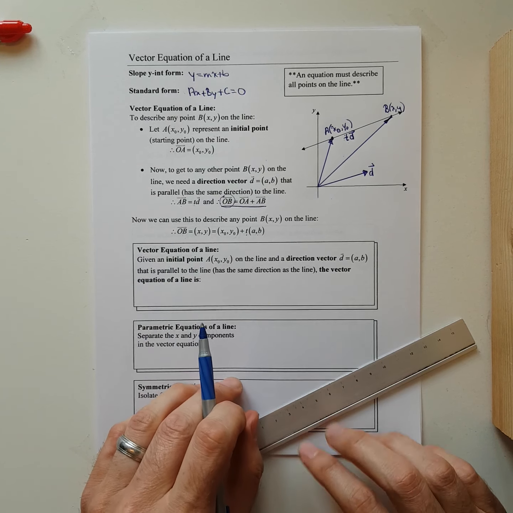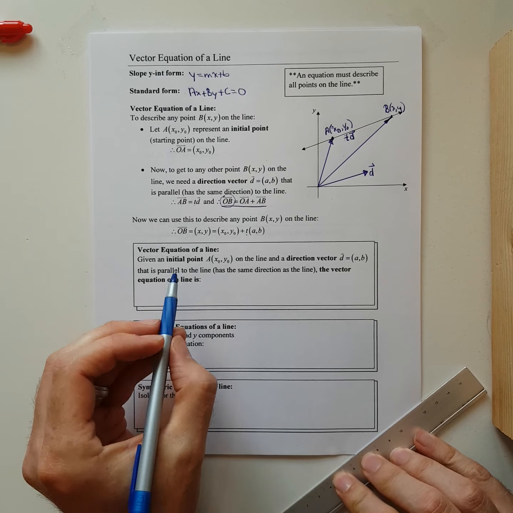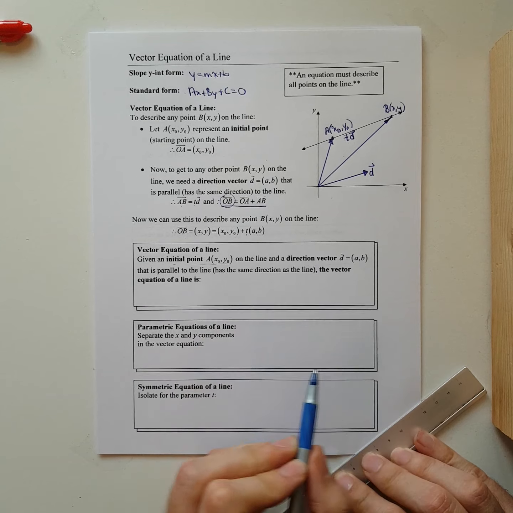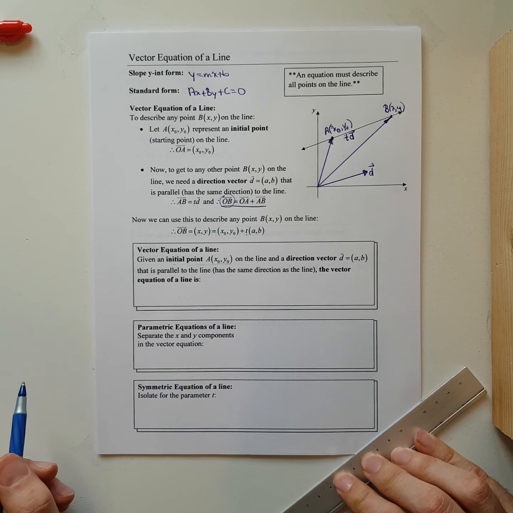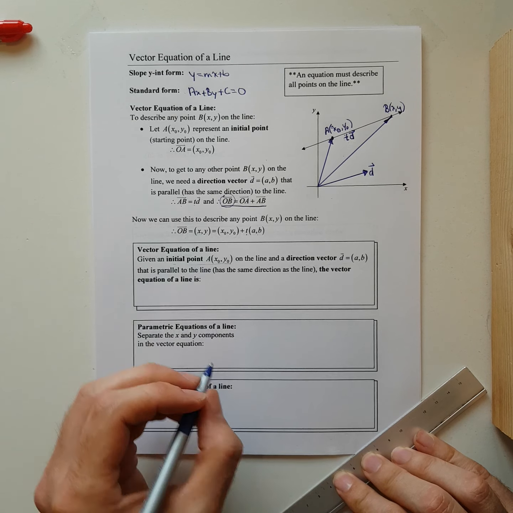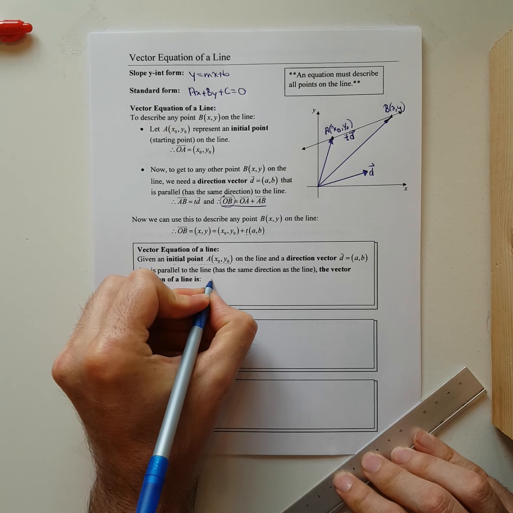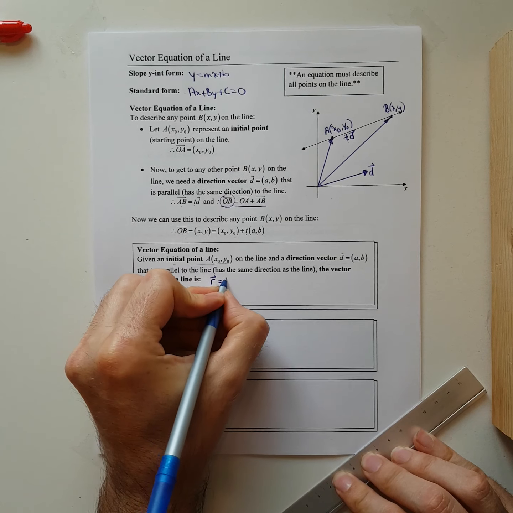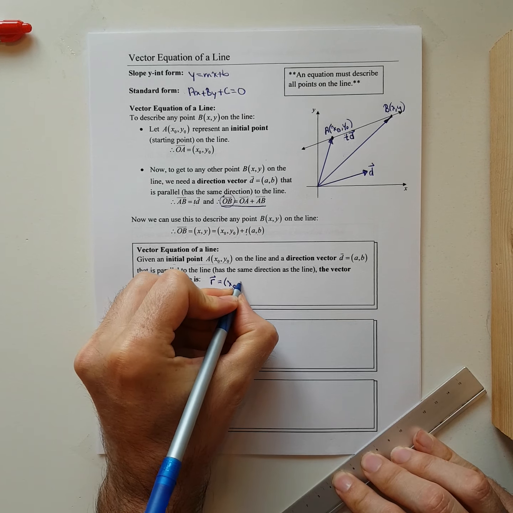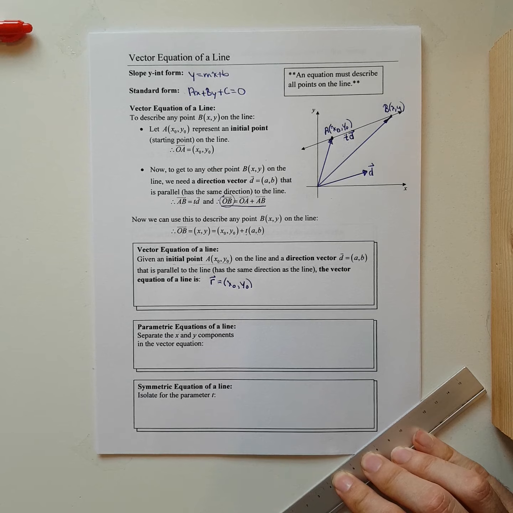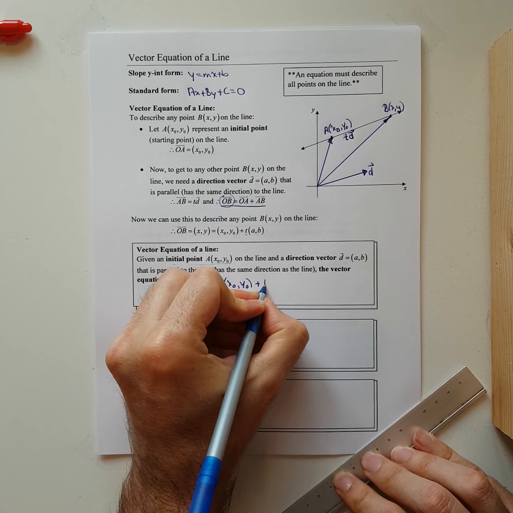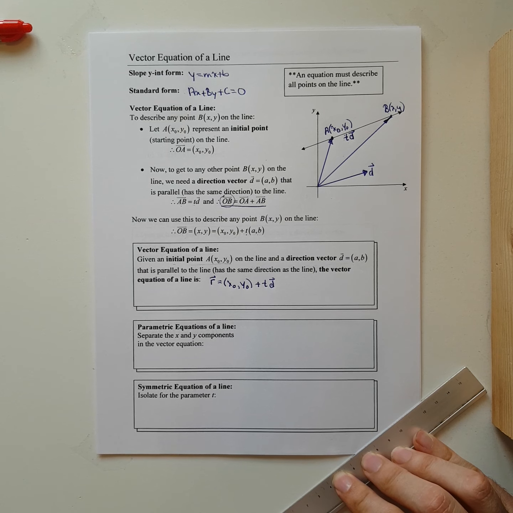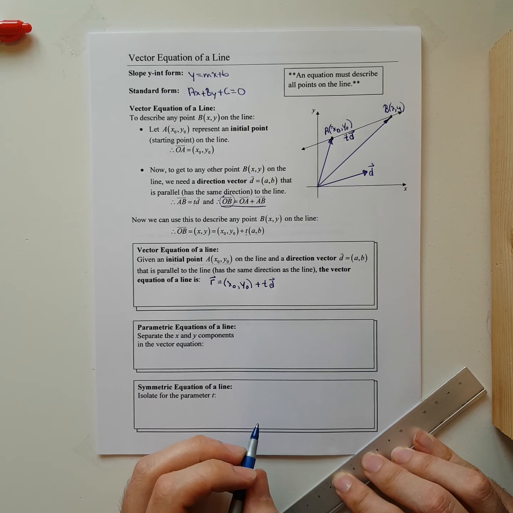So our vector equation of a line, if we try to write this out in general, is that we need two things. I need an initial point on the line, and I need a direction vector that's parallel to the line. In other words, it has the same direction as the line. And then we can write our vector equation. We often use r here for our resultant. It would be first we move to that initial point using the position vector, and then we would move some multiple of our direction vector up and down the line. So some multiple of that direction vector.